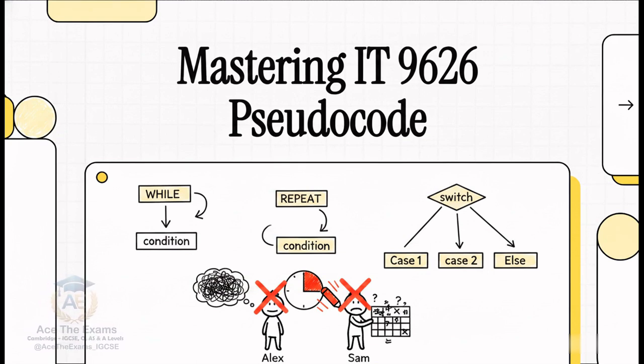Then, on the flip side, we have Sam. Sam is the rusher. Sam's racing against that clock. Sam sees a case construct question, skips right past the specific command word requirements, and just aggressively drops a half-finished trace table onto the page that completely misses the point of the question.